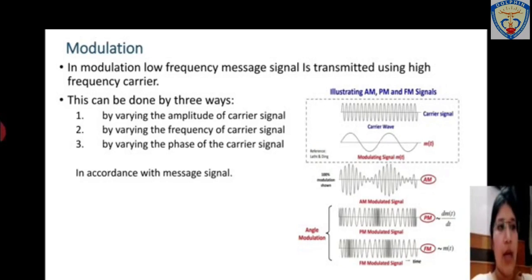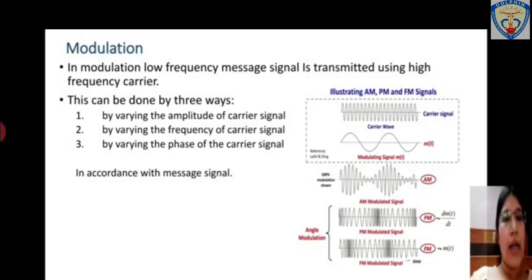Also, we transmit the signal with the help of the antenna, and the antenna height depends on the wavelength. Higher the wavelength, higher will be the length. As a low frequency results in a higher wavelength, it results in a higher length of the antenna. And practically, a high length antenna is not feasible. So for that purpose, we do the modulation.